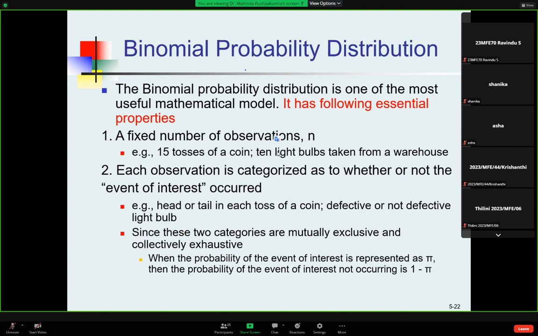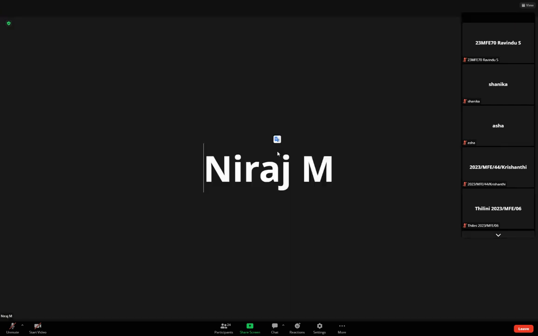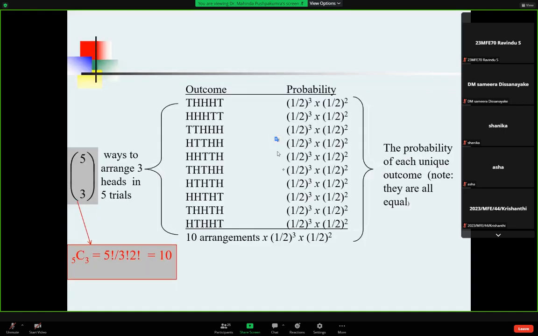Now this is the Doctor, we still see the previous slide. Now is it moving or no? Now? Yes, now it's moving.